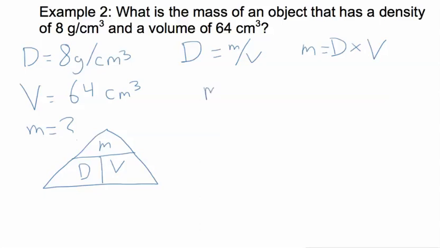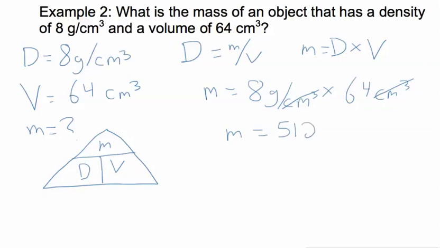So now that we have our equation solved for the right variable, we can go ahead and plug in. Mass equals density times volume. And if you're looking at your units, you should be able to see that this centimeters cubed cancels out with this one in order to give us 512 grams.